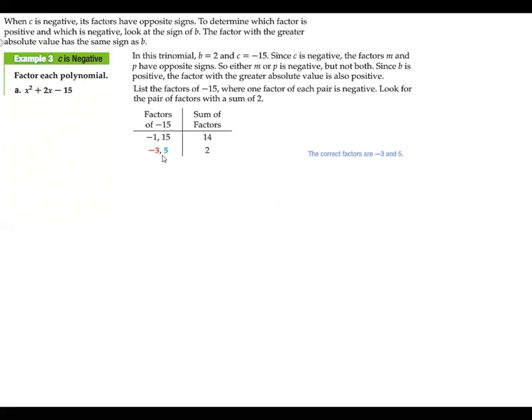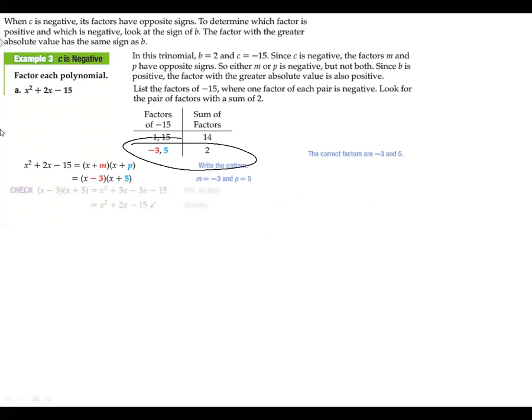The -3 and 5 are the only ones that add to 2. So my polynomial factors as (x - 3)(x + 5). And again, if you wrote it as (x + 5)(x - 3), that would be okay. And just remember to FOIL it out or graph it to see if it works. And this one does.